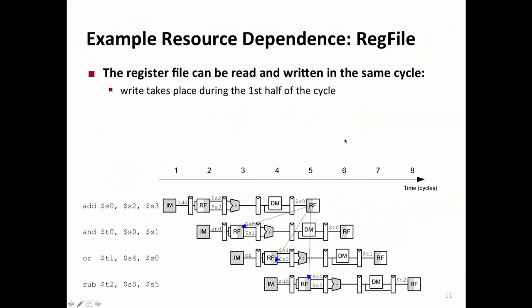Well, how do you do that? One way is to ensure that this write takes place during the first half of the cycle, and the read takes place during the second half of the cycle. There's no problem. Except one of these guys needs a time machine, for example, in this case, because this add is writing to the register file at cycle 5. Remember, this is pipelined.